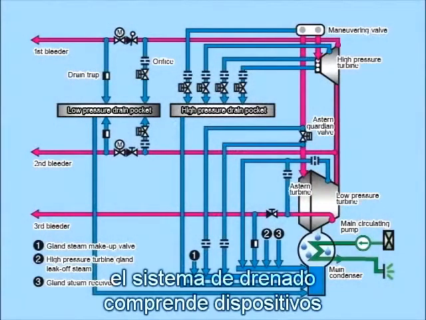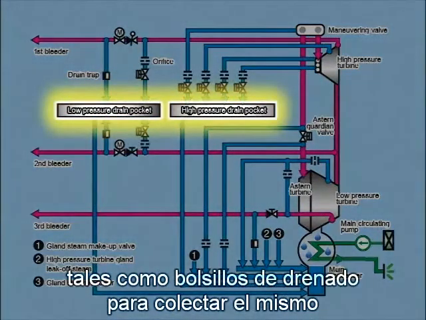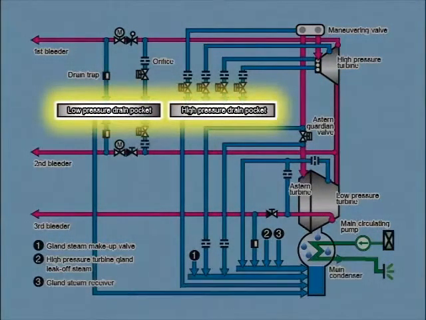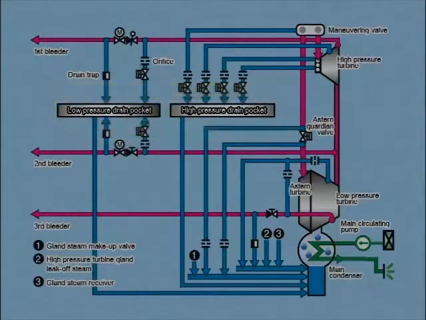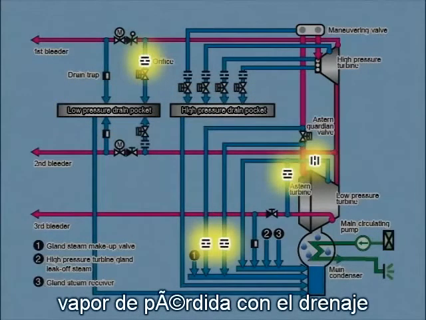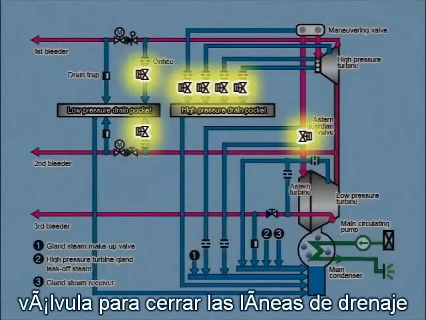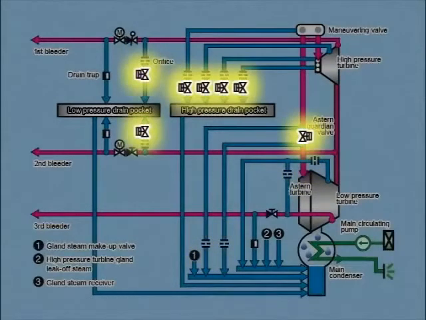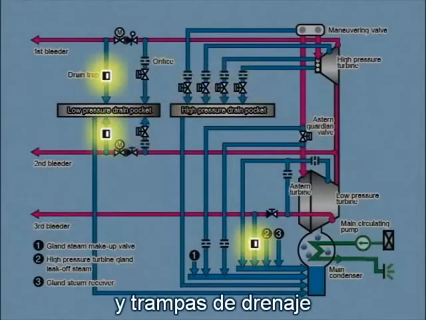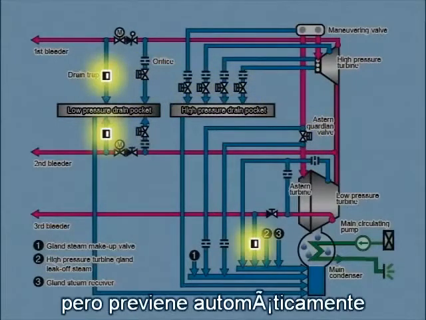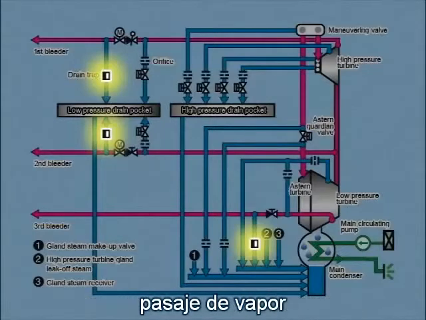The drain system comprises devices such as drain pockets to collect drain, orifices to limit the amount of steam leaked with the drain, valves to close drain lines, and drain traps to let drain pass but automatically prevent passage of steam.